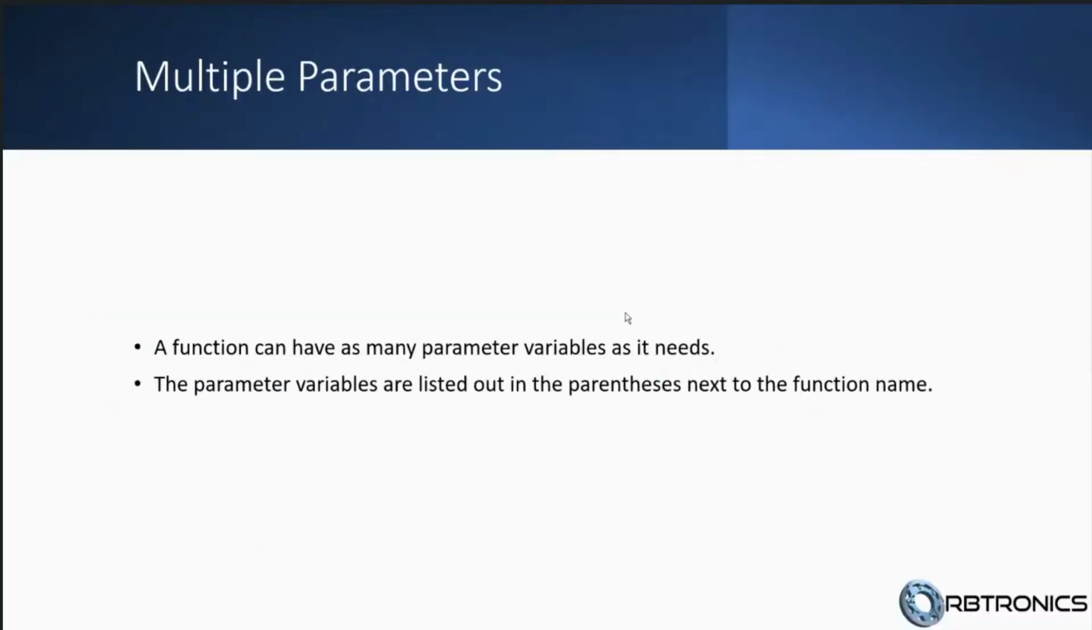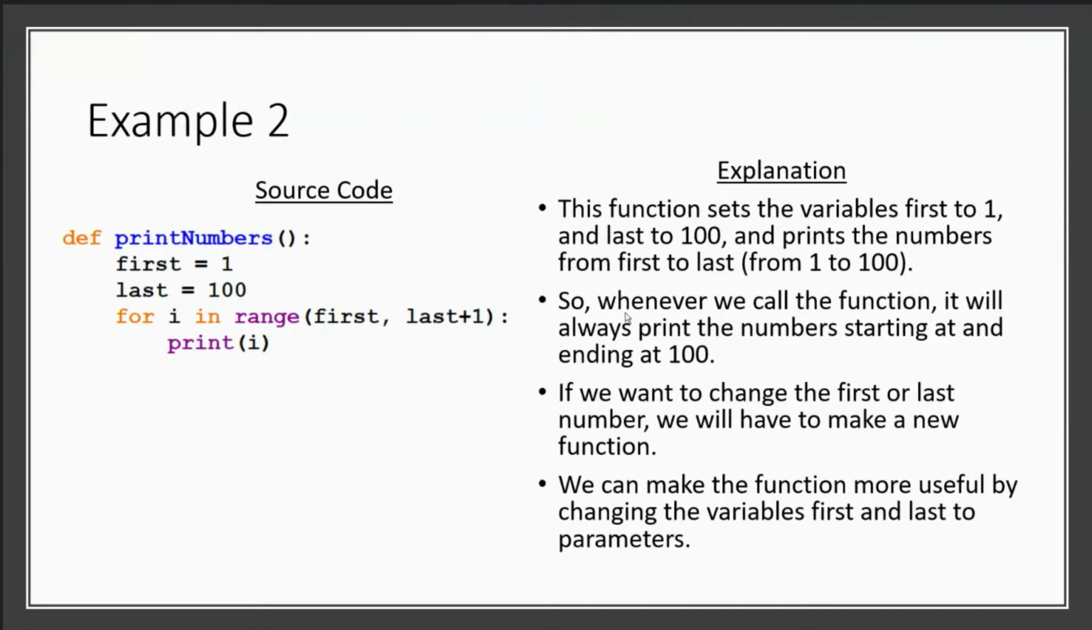So we can also pass multiple parameters. A function can have as many parameter values as it needs. The parameter variables are listed in parentheses next to the function name. So let's look at another function with no parameters. Let's say we define a function called numbers, and then we say first equals 1 and last equals 100. So for i in range first to last plus 1, I'm going to print out i.